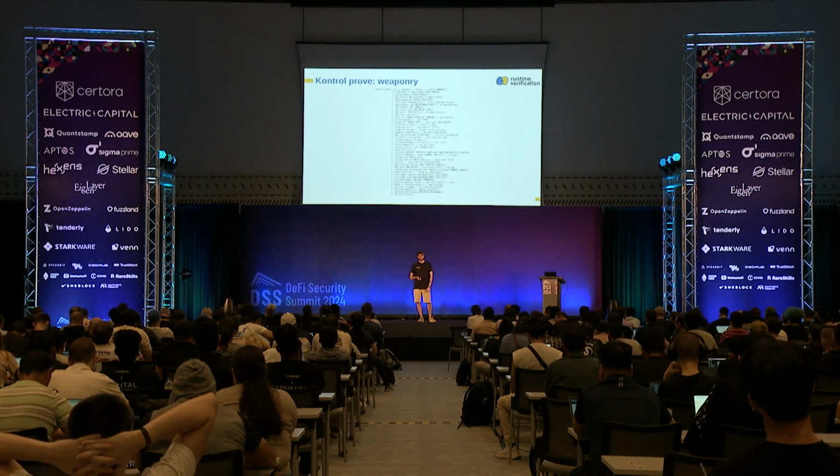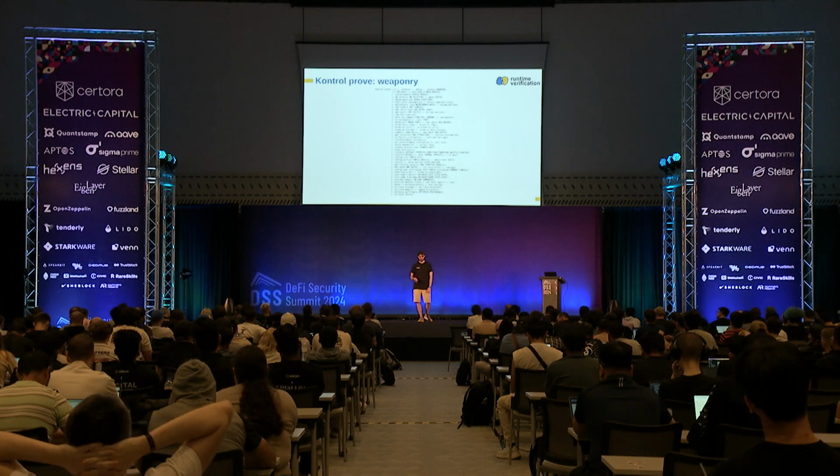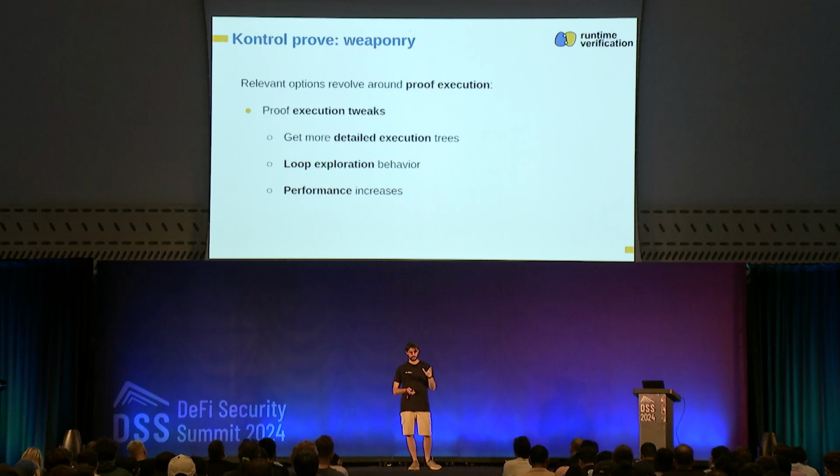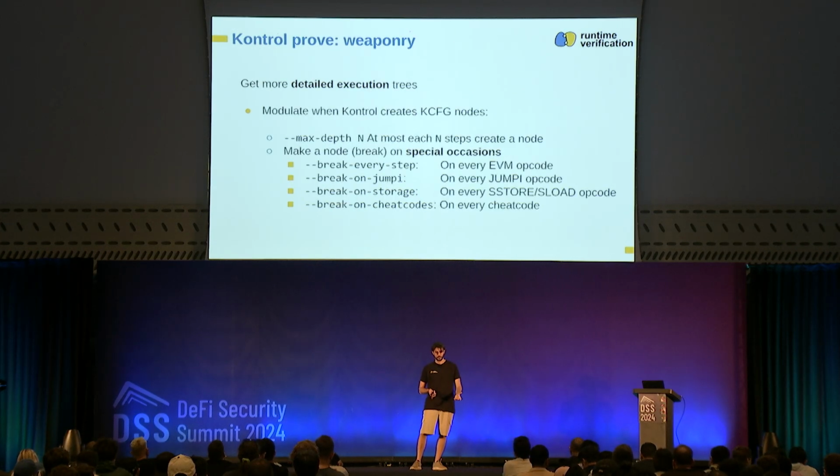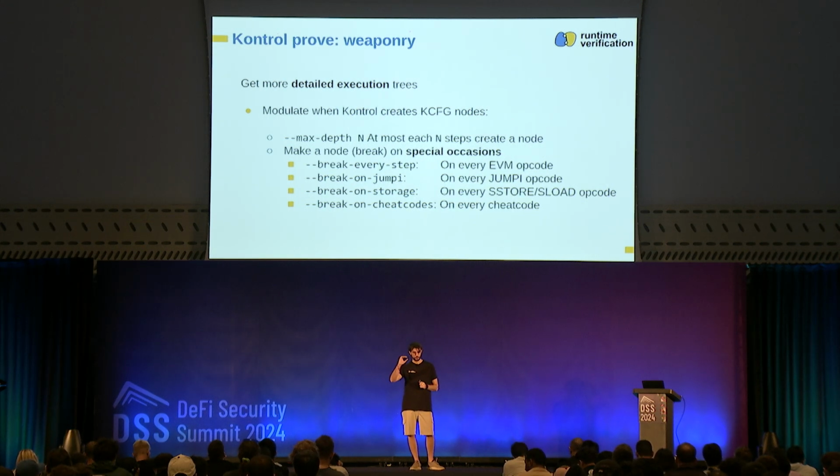And also, we have kontrol prove. Again, kontrol prove has even more options than kontrol build, so it can be really daunting to just go about it. Again, the relevant options are for proof execution tweaks. So it's about zooming in on the execution trees, doing some loop exploration behavior, and also increasing the performance of Kontrol. To get more detailed execution trees, remember we have a node.